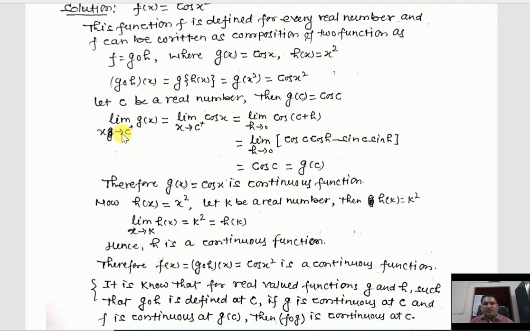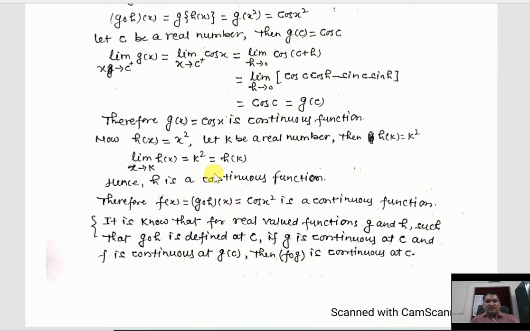Now find the right hand limit. It will be cos(c plus h). Apply the formula. This is equal to g(c). So cos x is a continuous function. Now we have to check whether x square is a continuous function or not. So x square is a polynomial. This is a continuous function and differentiable. No need to check, but I have done it over here. Hence, x square is also a continuous function. Therefore, cos x square is a continuous function.